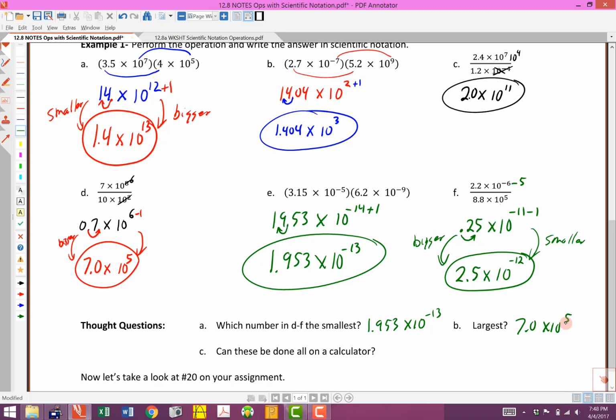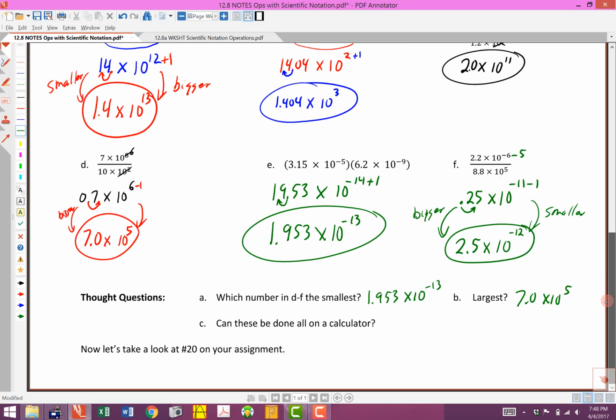Okay, now many times people say, well, hey, can't these be done on a calculator? And the answer to that is yes, but you're not going to be able to use your calculator to do these problems on a test. You can use your calculator to do little calculations like this, but you need to be able to show that you can actually do these calculations by hand. So the answer there is yes, but you've got to be able to show your work and show how these work.